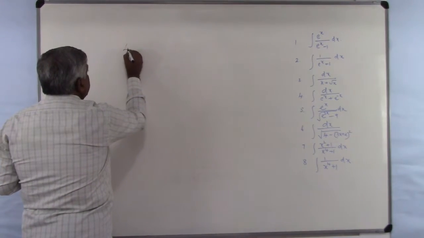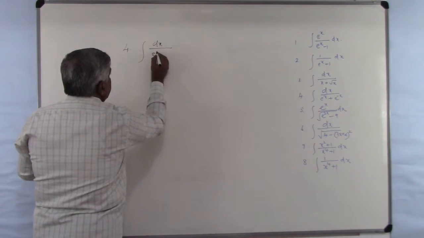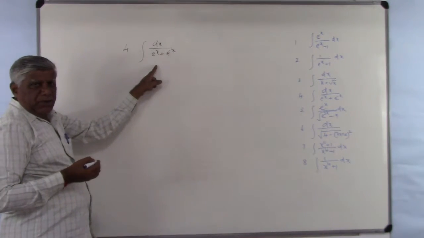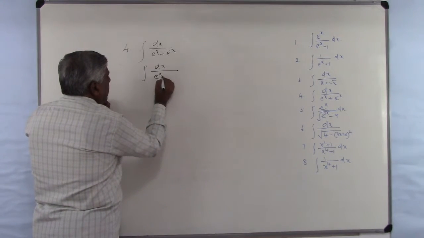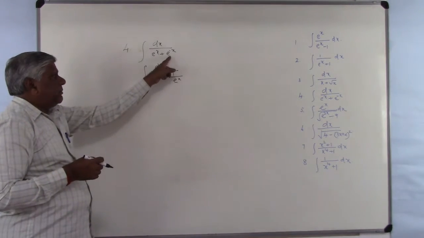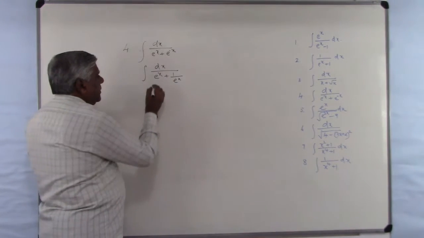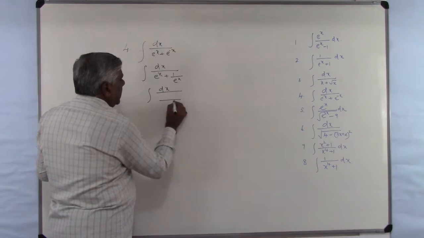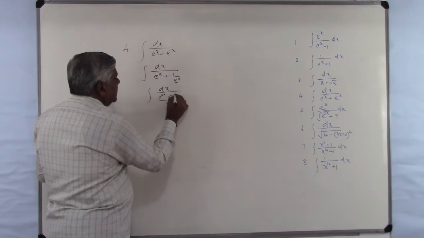Now fourth problem, integral dx by e to the power of x plus e to the power of minus x. This is the fourth problem. Here you can see dx by e to the power of x plus 1 over e to the power of x. We will write like this. e to the power of minus x can be written as 1 over e to the power of x. Now we will take LCM. dx by, I will take LCM. This becomes e to the power of 2x plus 1.